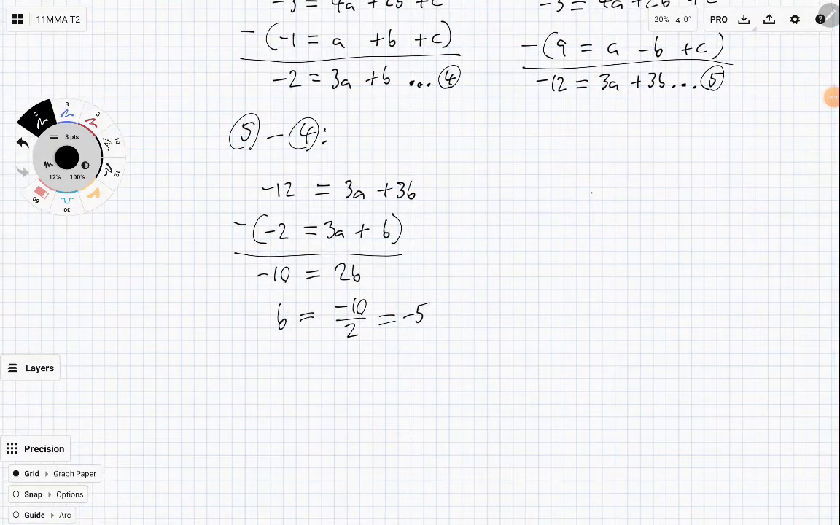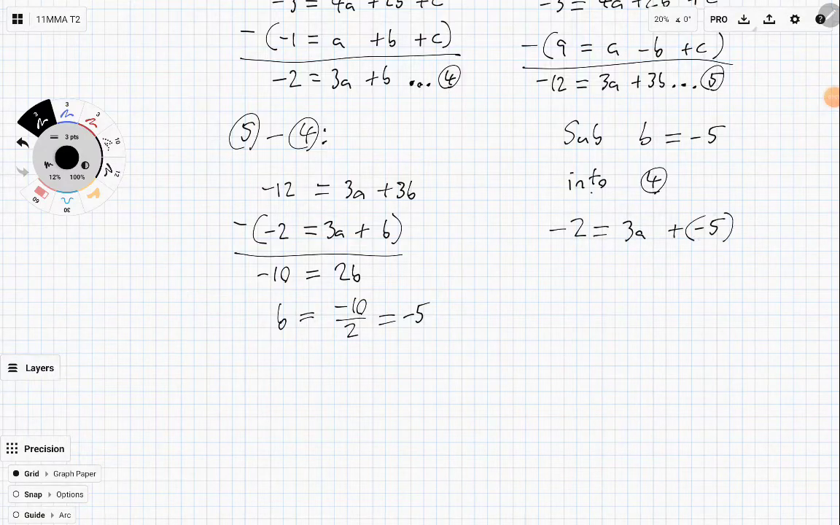So let's sub b equals negative 5 into, I think I prefer the look of 4, so I'm going to sub into equation 4. So I get minus 2 is equal to 3a plus negative 5. Add 5 to both sides. And I'm left with 3 is equal to 3a, therefore a is equal to 1. I now know b and a.